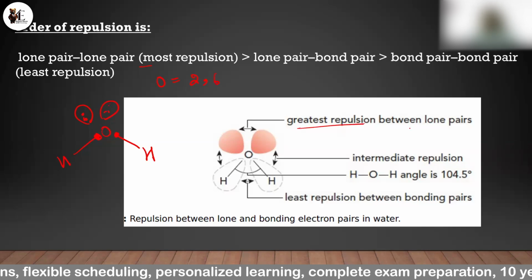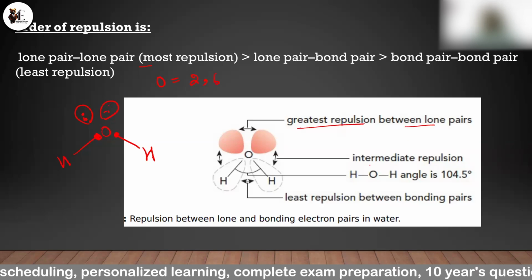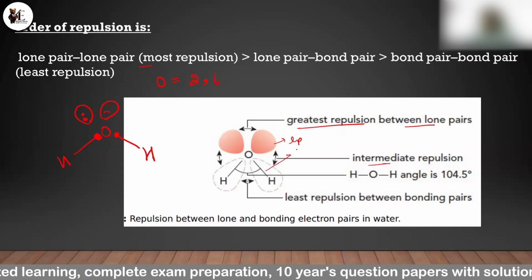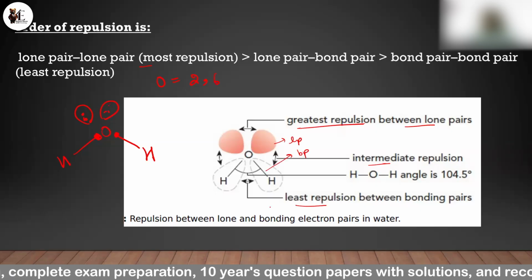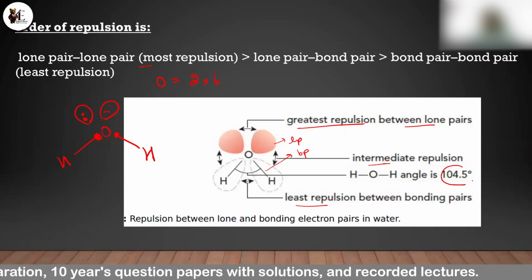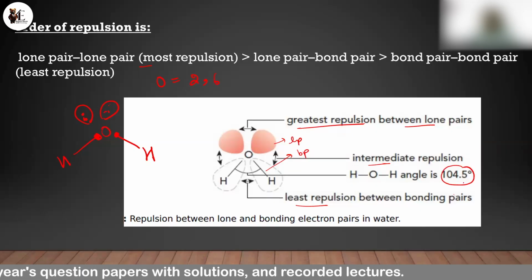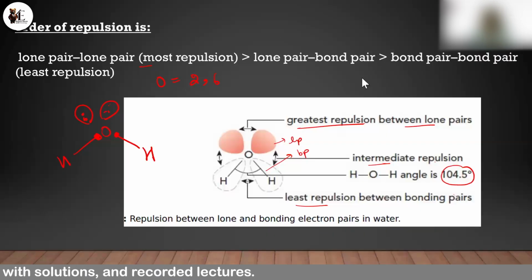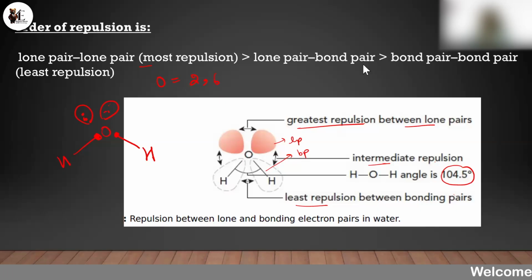Now see, there is greatest repulsion between the lone pairs, intermediate repulsion between the lone pair and the bond pair, and least repulsion between the bond pairs. And the bond angle for water is 104.5 degrees. So this is important. Draw this. The bond angle for water, you should remember, is 104.5 degrees.